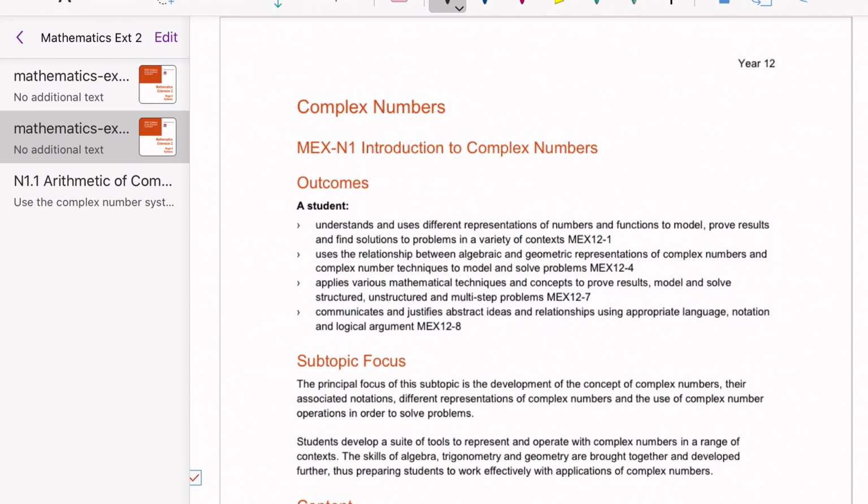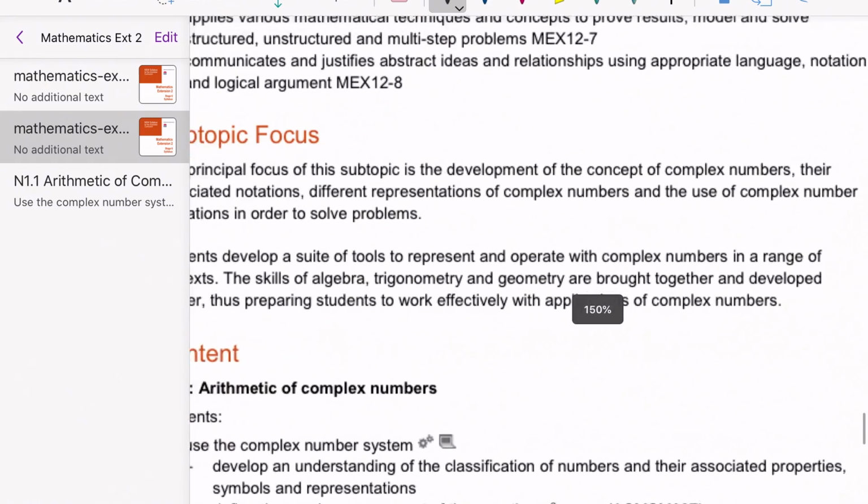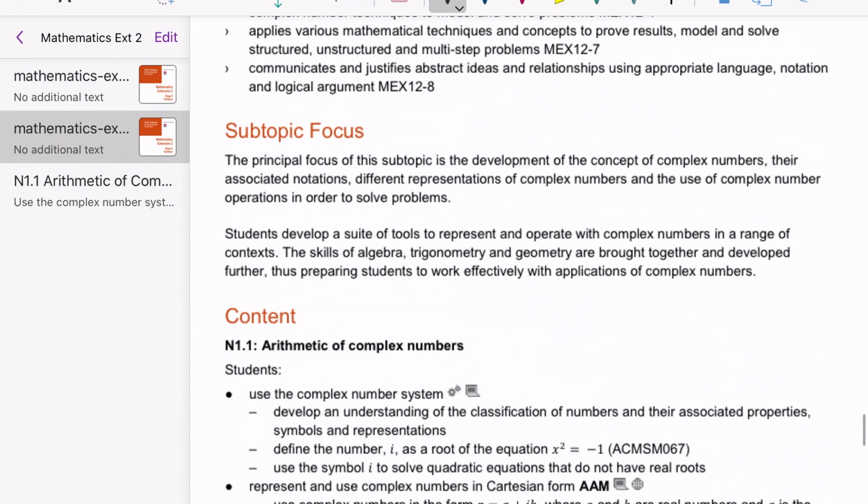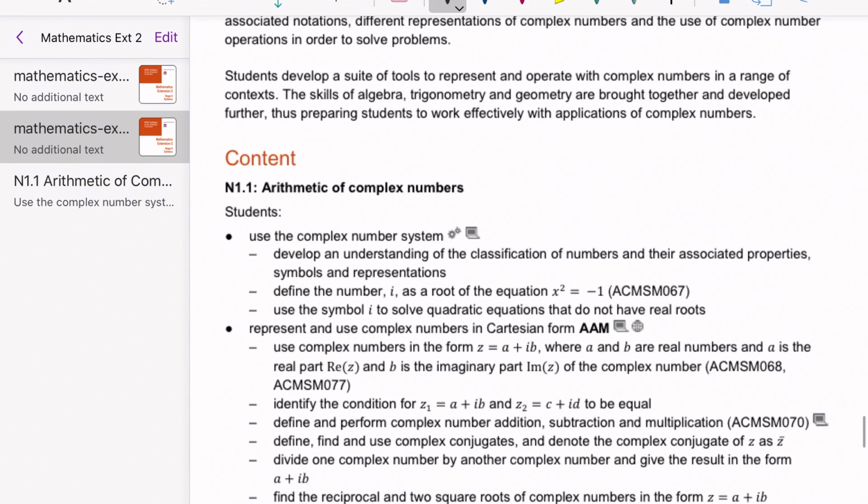Hello there. In this lesson, we will begin our investigation into complex numbers. Complex numbers is divided into two topics, the introduction and using complex numbers. In this lesson, we will begin looking at N1.1, Arithmetic of complex numbers. In particular, we will look at using the complex number system.